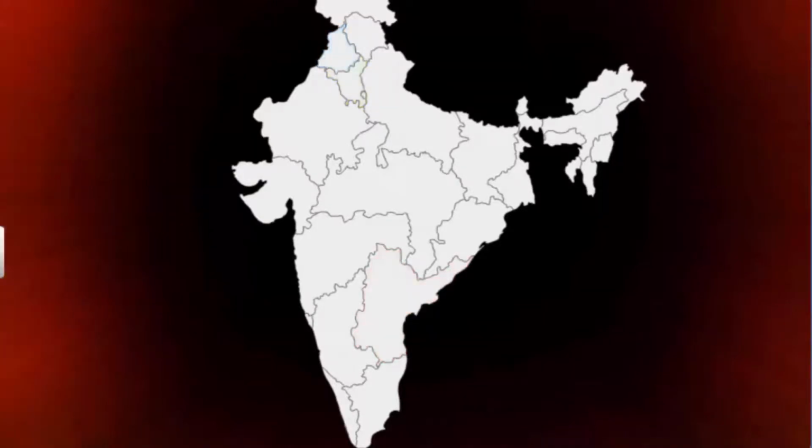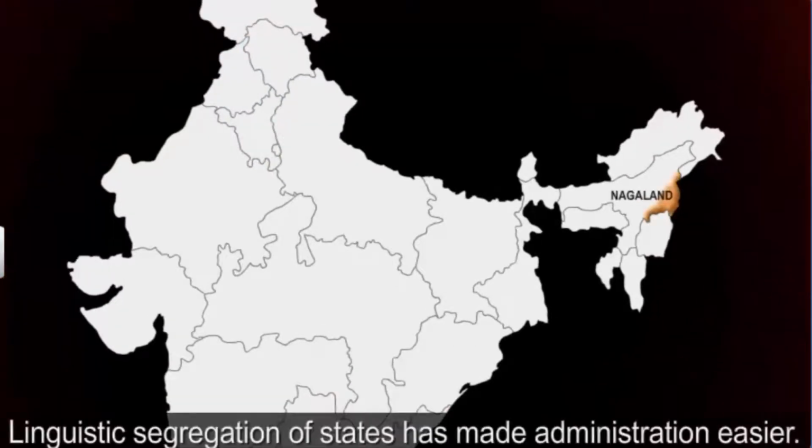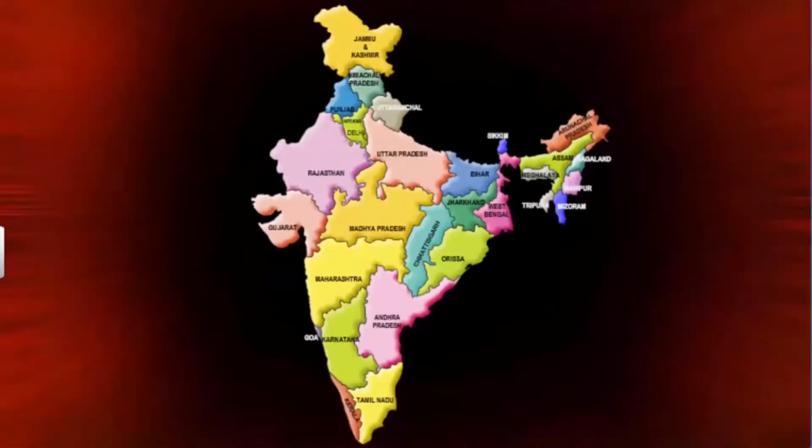Some states like Nagaland, Uttarakhand, and Jharkhand were created to recognize their cultural and ethnic differences. The formation of linguistic states has made the country more united and easier to administer. Another test for the success of the Indian Federation was the framing of the language policy in a multilinguistic country.